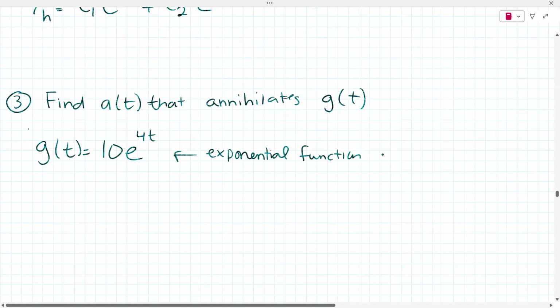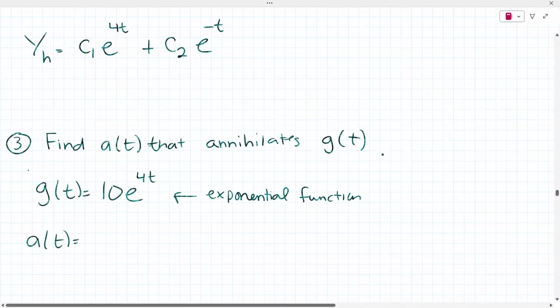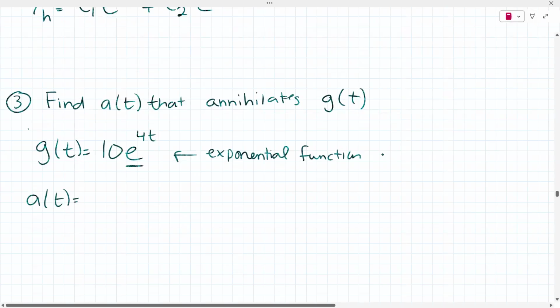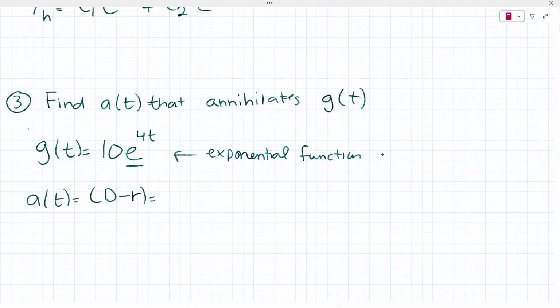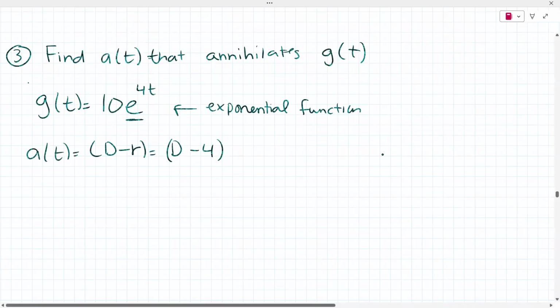And then our A(D) is D minus r, because it is an exponential. So it's going to be D minus r, and then r is 4. The power is 4, so it's going to be D minus 4. Okay, step 4, multiply both sides by D minus 4.